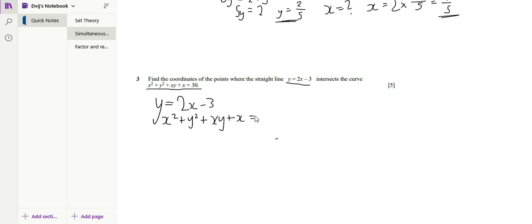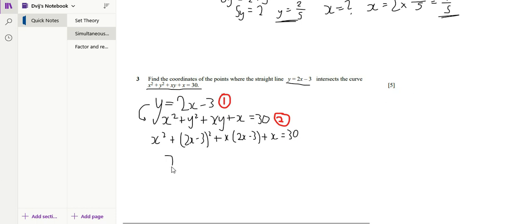So let's go ahead and say, like we did before, that that's our equation 1 and that's equation 2. Since we already have our y and x separately over here, let's go ahead and substitute this straight into this. So how do we do that? We say x squared plus, now here's our y, this whole thing is now y, so let's say 2x minus 3 all squared plus x multiplied by 2x minus 3 plus x is equal to 30. This whole thing is equal to 30.